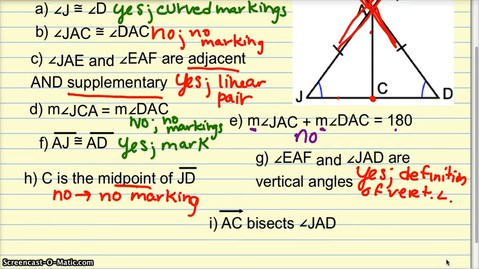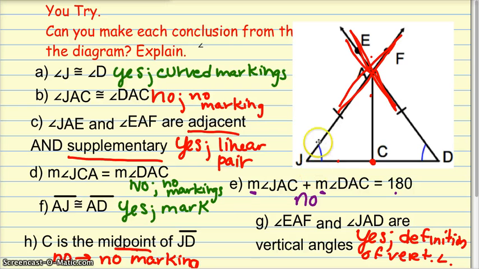And then the last one down here, ask if ray AC bisects angle JAD. So here's JAD, and I'm asking, does this right here, does it cut that angle in half? Well, it goes through the center, and it may very well cut it in half. They sure look like they're the same on either side, but that would be me making an assumption. I don't know if they are.